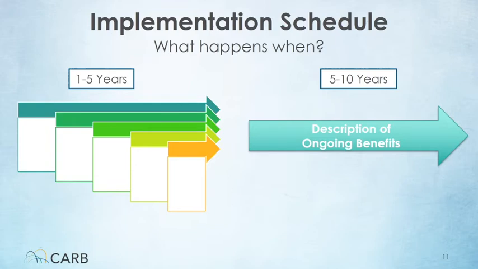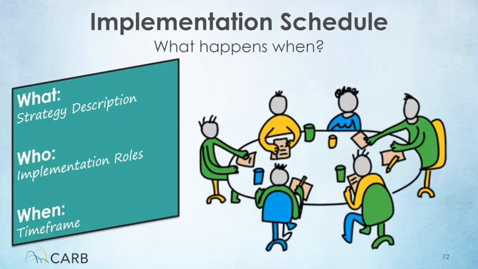Although the implementation schedule is focused on the 5-year time frame, implemented strategies will continue to deliver benefits beyond these 5 years. To illustrate these benefits and ensure continued reductions, community emissions reduction programs describe the ongoing benefits out to the 10-year time horizon. The strategies and implementation schedule will be developed through a collaborative process with the Air District, the Steering Committee, CARB, and other stakeholders.